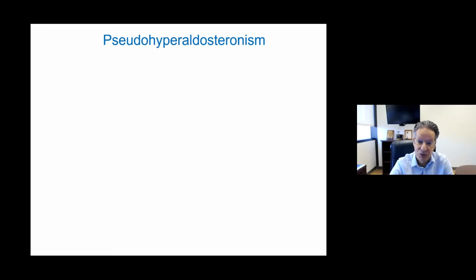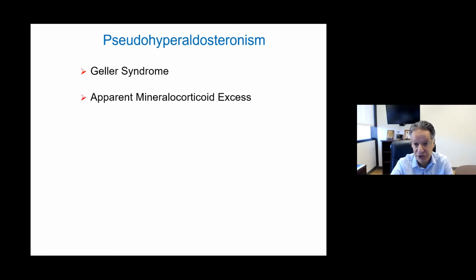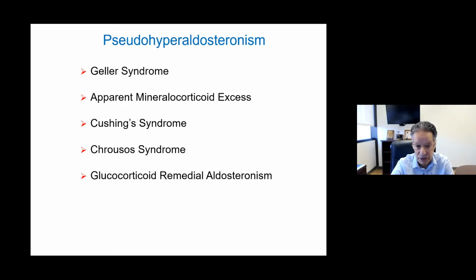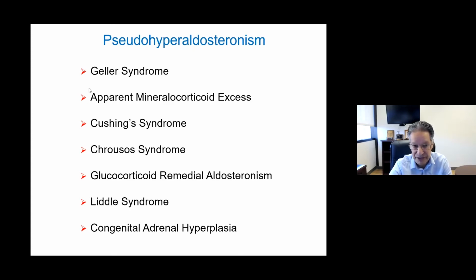So what are the causes of pseudo hyperaldosteronism? There's Geller syndrome, apparent mineralocorticoid excess, Cushing syndrome, Liddle syndrome, glucocorticoid remediable aldosteronism, and congenital adrenal hyperplasia. And for the rest of the talk, I'll be going through all these diseases.